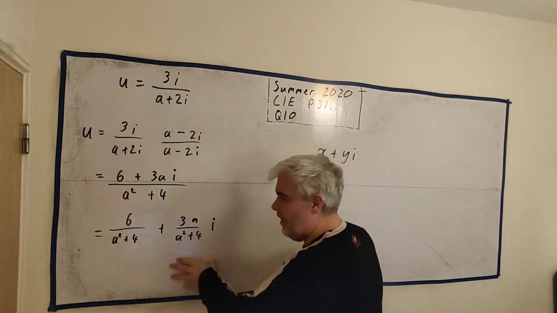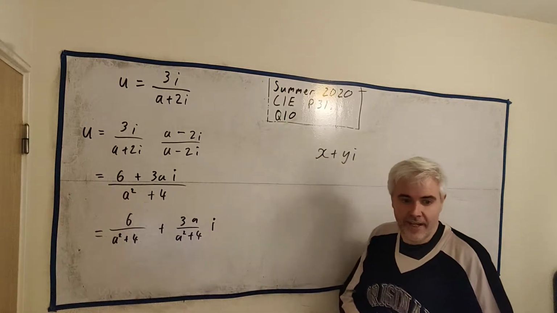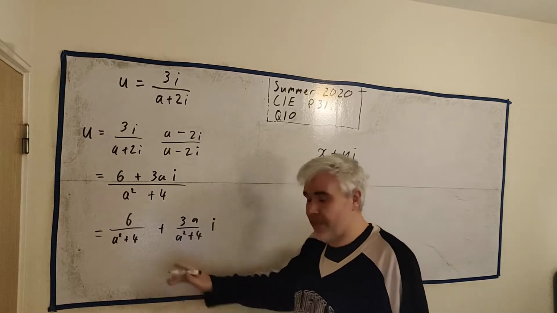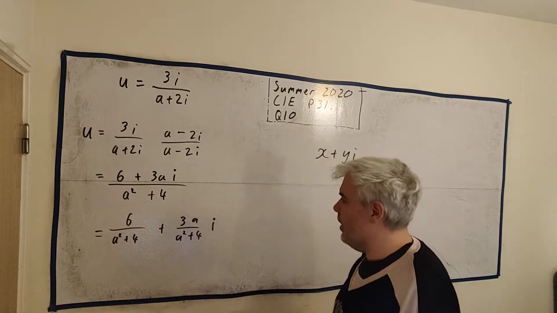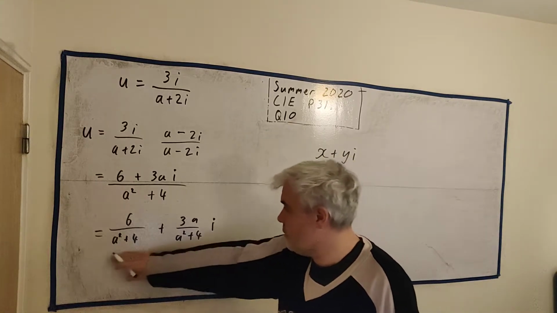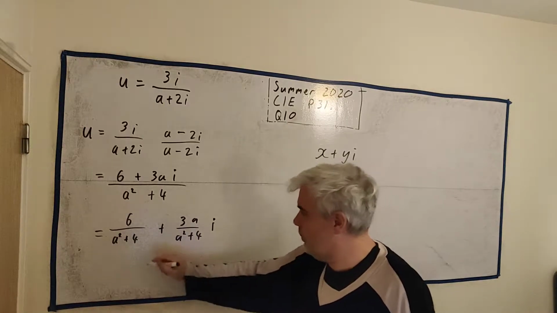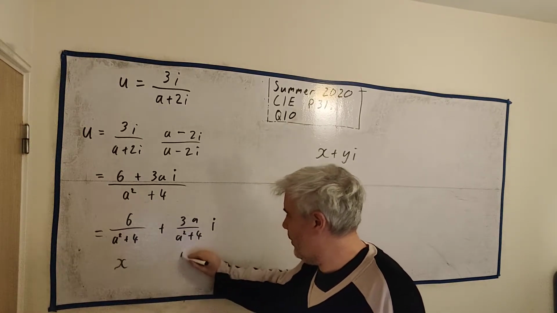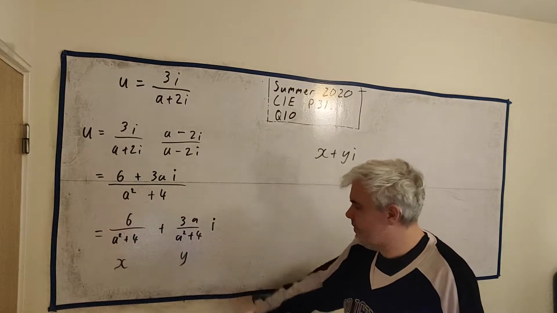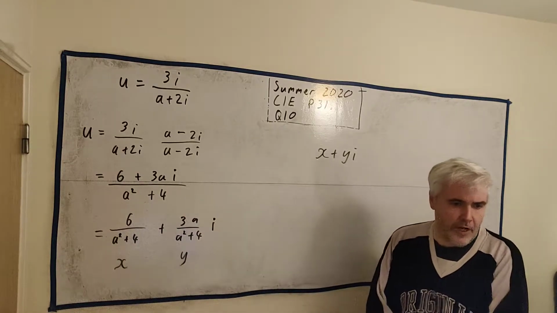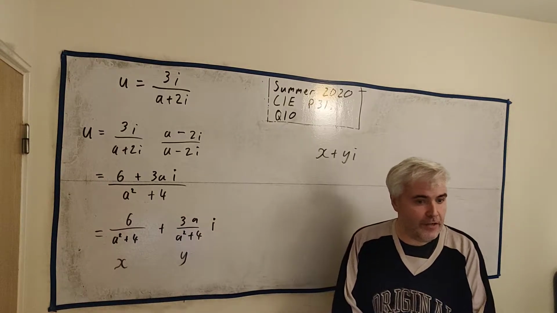But lots of students got here and didn't realize they got the answer. They would have got the marks though, once they didn't write anything too silly afterwards. We've separated out. This is just a real number. This is just a real number. We could say x is equal to this if you want, y is equal to that. But this is fine. All right, let's move on to part 2.